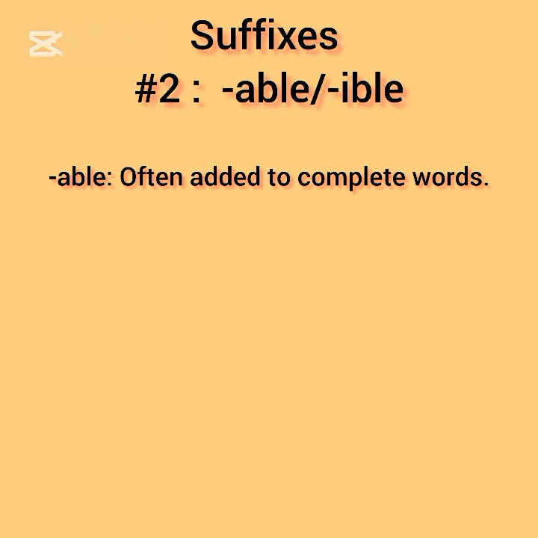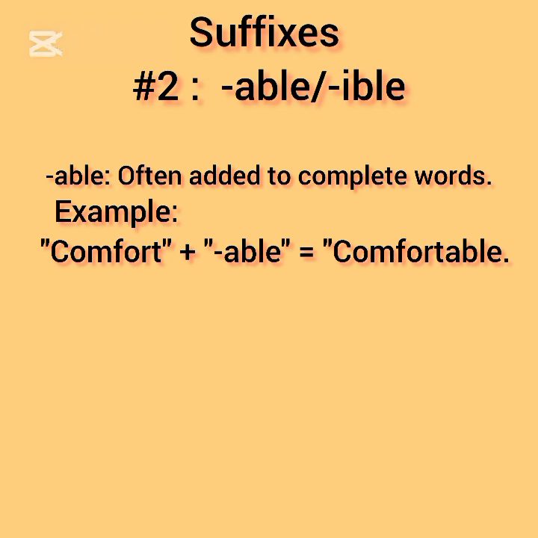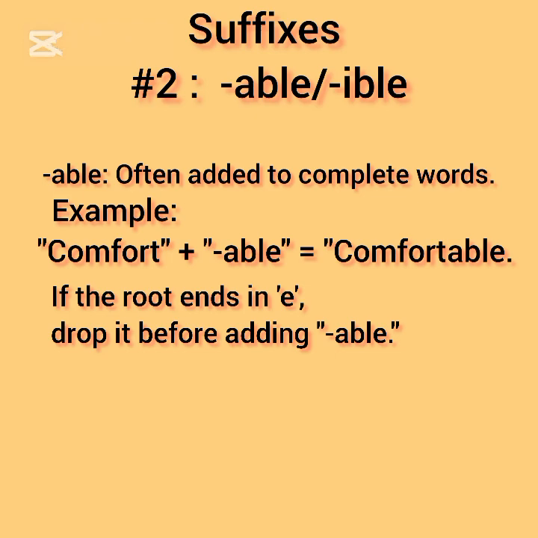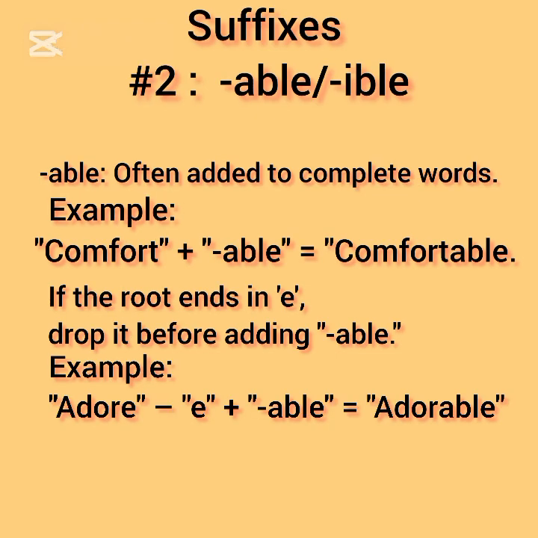Keeping in mind that suffix able is often added to complete words. For example, comfort plus able makes comfortable. But there is a rule for it: if the root word ends at E, drop the E before adding able to it. Take the example of the word adorable. We have to drop the E before adding able to it.